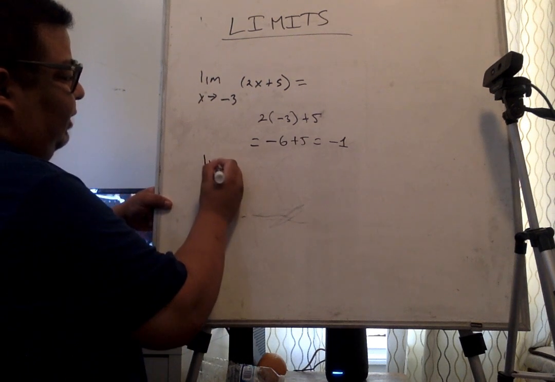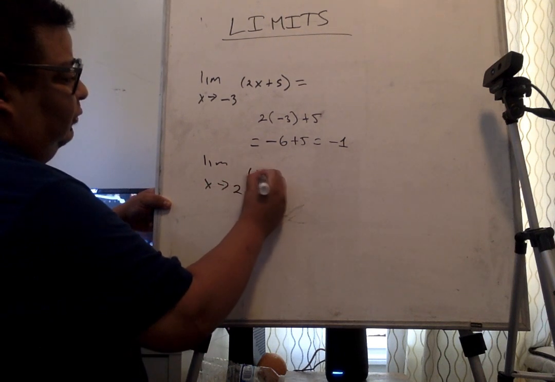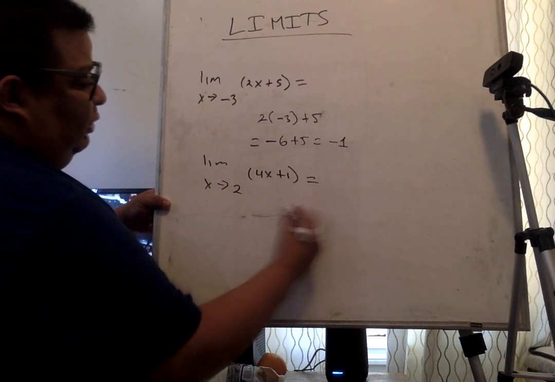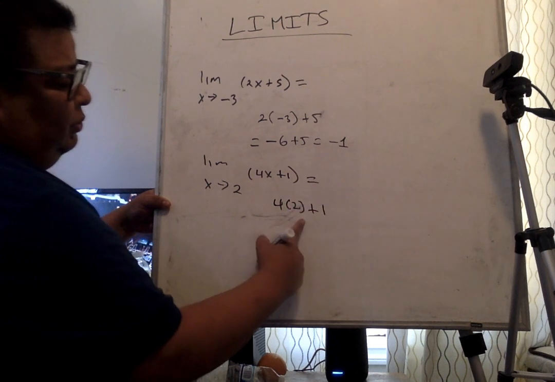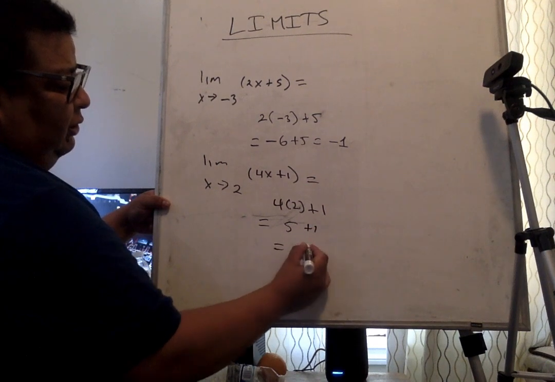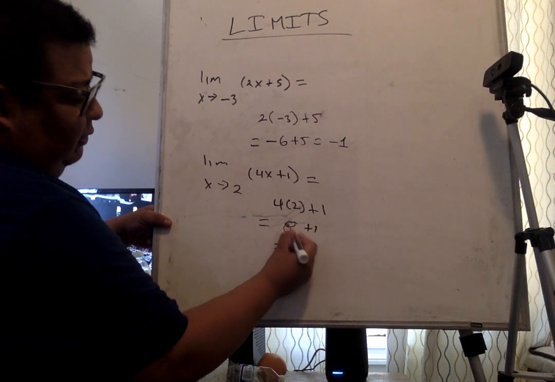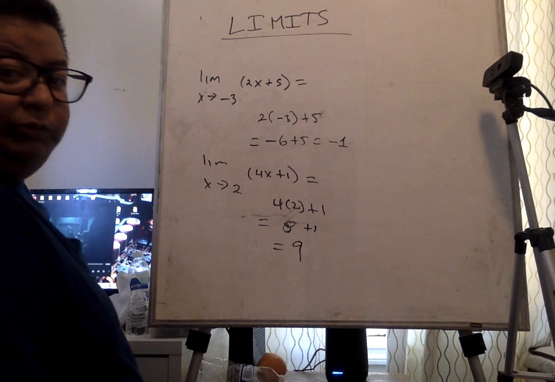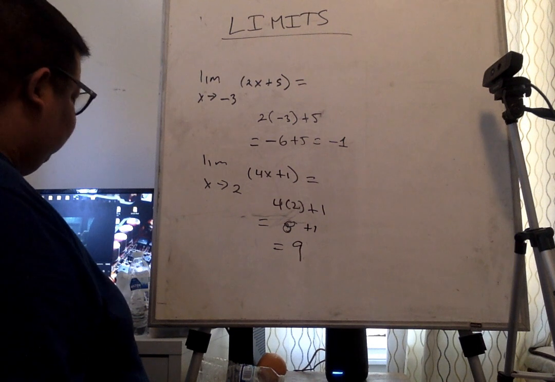Another one would be limit as x approaches 2 of 4x plus 1. That would be 4 times 2, just plug it in. No, I'm sorry, 4 times 2 is 8. 8 plus 1 is 9. Okay.